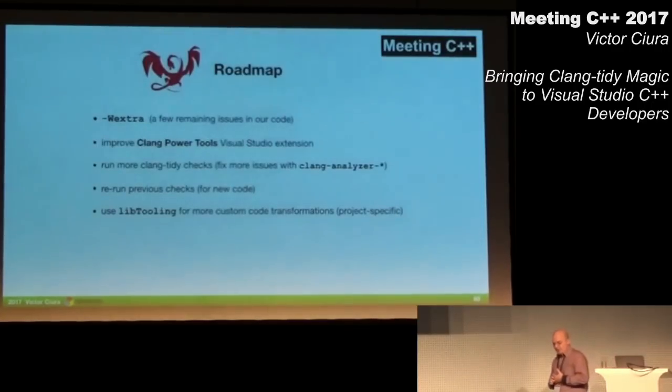For our roadmap, we do work on WExtra, a few remaining issues in our code. We do plan to support this extension going forward and keep it available for the community for free. We do plan to run more clang-tidy checks, run more static analysis on our source code, and find latent, subtle bugs that our test coverage doesn't uncover. We do plan to rerun previous checks for new code and do more project-specific code transformations that we have planned.